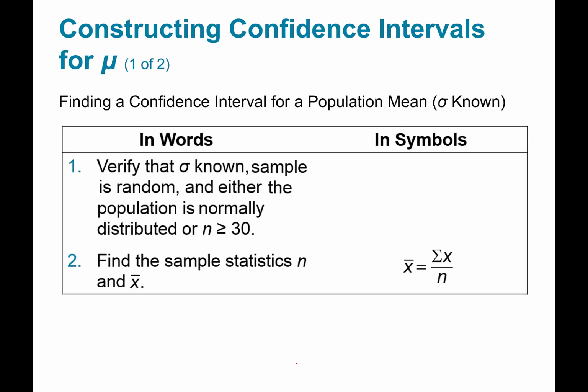So, all the steps in order. First thing you want to do, you want to make sure you know sigma, know the sample is random, and that either the population is normally distributed or n is greater than or equal to 30. Then you want to find your sample statistic X bar. So remember to calculate X bar if you need to find it. It's the sum of all the data values divided by your sample size.